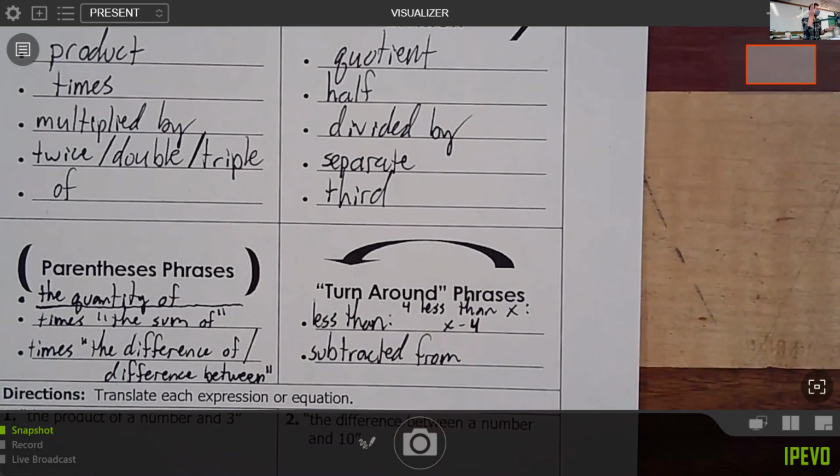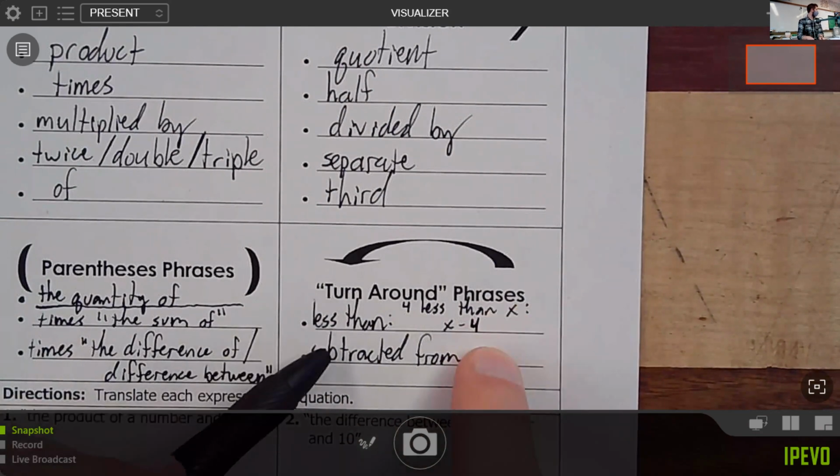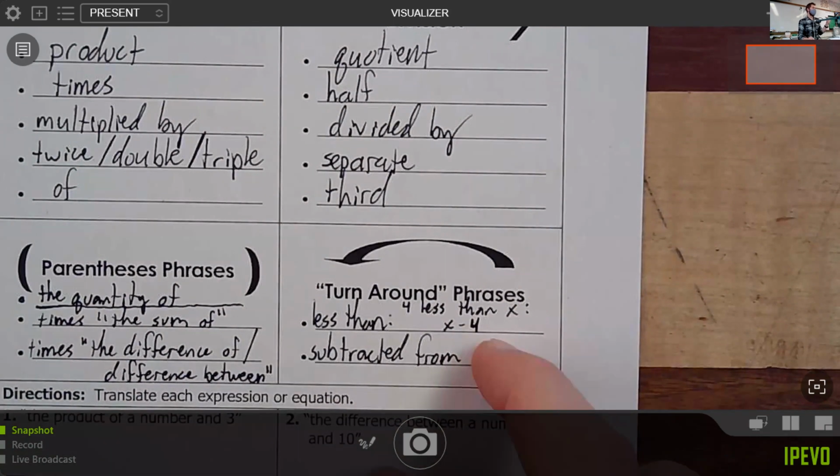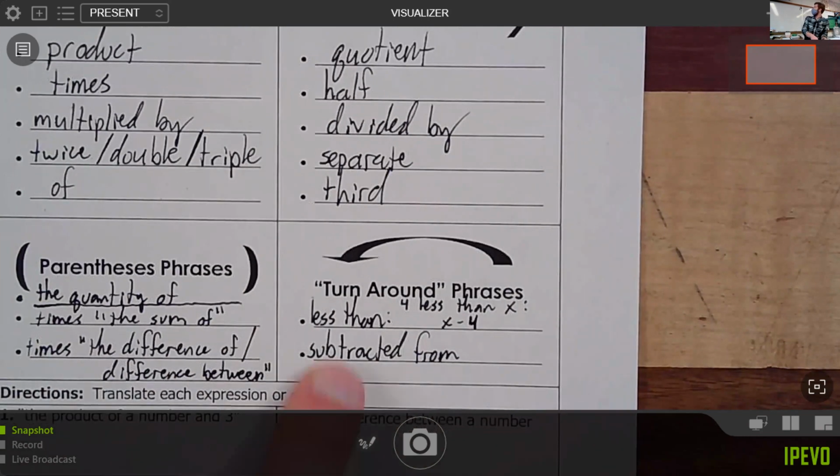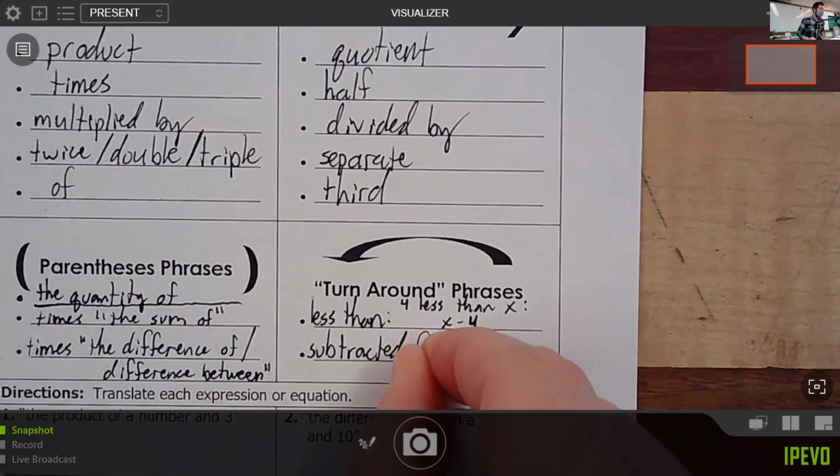Does that kind of make sense? So these two phrases, hopefully it does. These two phrases are what we're calling turnaround phrases. So if you see things written in that manner, and I'll point them out anytime we come across them in our notes here, but if you see the words less than or subtracted from, you know to flip the order that they're written in the phrase, from the phrase to the expression or in the equation.